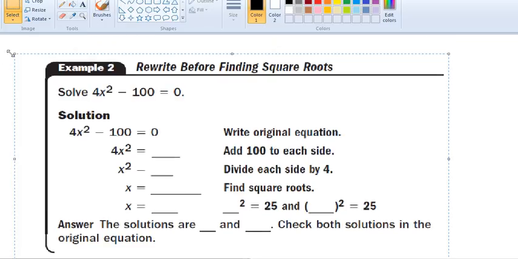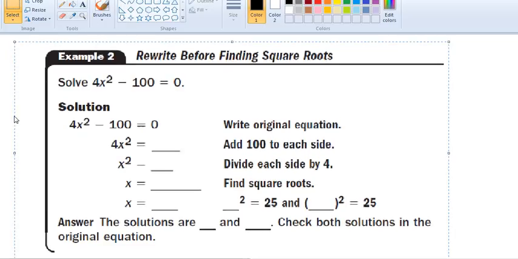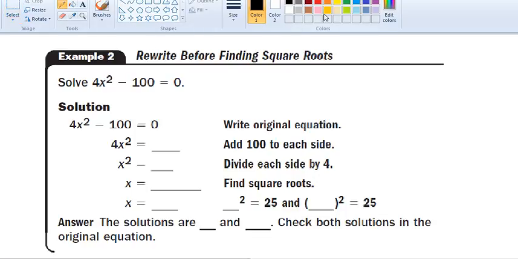Okay, let's try example 2 and some practice exercises. So here we are with example 2. This is rewrite before finding square roots. So sometimes we're not going to have it look nice and easy for us, and we've got to do some solving. Now we should feel pretty comfortable with this. Consider the x squared right there to be a variable. And think about, let's say if that was a variable, how would you get it by itself?